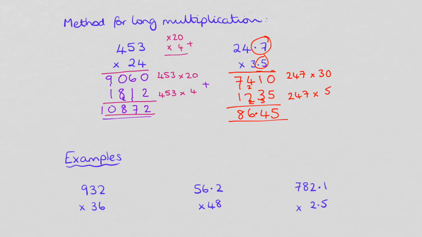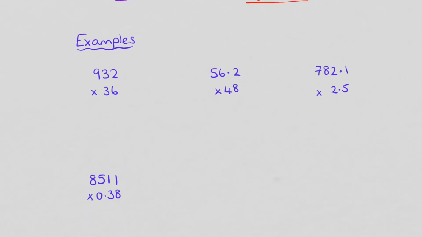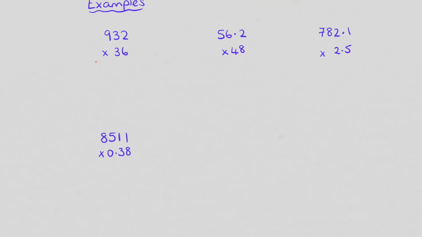Okay, so the next examples that we do, I'm not going to write the stuff at the side. I'm only going to tell you exactly what you need to write. Okay, you don't need to write all that. So first one, 932 times 36. So the first line is going to be multiplying by 30. The second line is going to be multiplying by 6. And then we're going to add them together. So let's get on with it then.